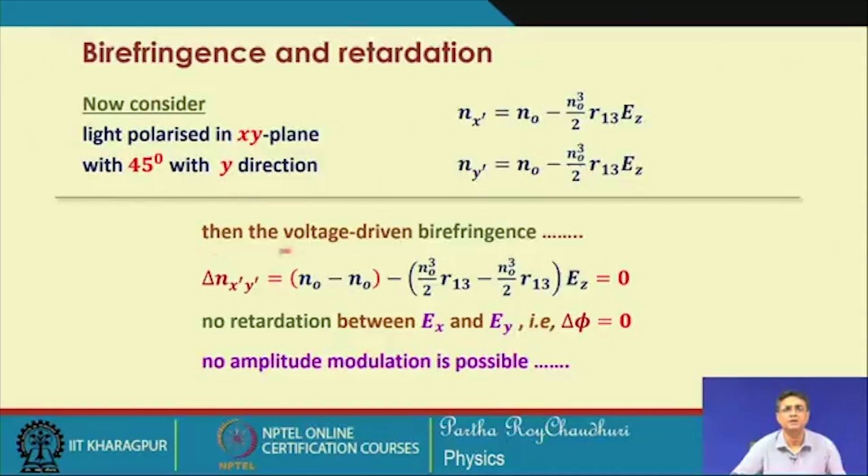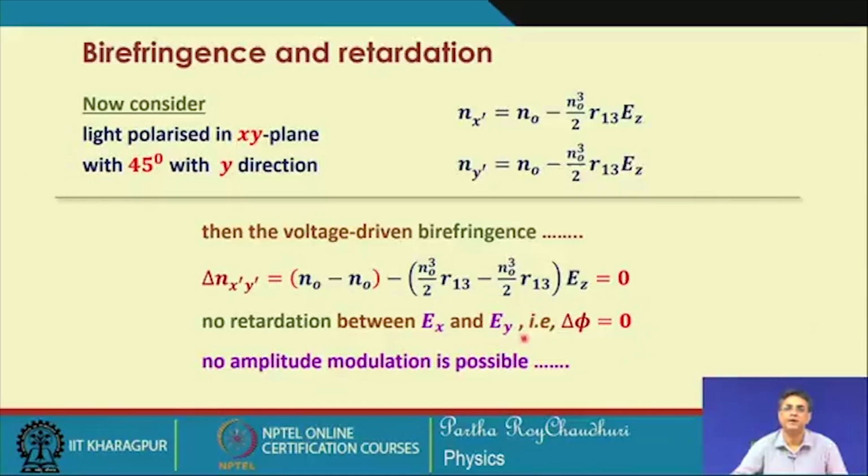So, then the voltage driven birefringence in that case will be equal to 0, because both of the polarizations are seeing the same change in the refractive index, and therefore, the same change in the phase. So, the phase difference is equal to 0. Therefore, no retardation between E x and E y component, or E x dash and E y dash component, we can say, because x and y are the same as x dash and y dash.